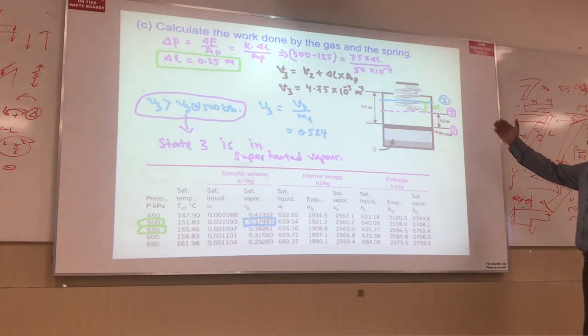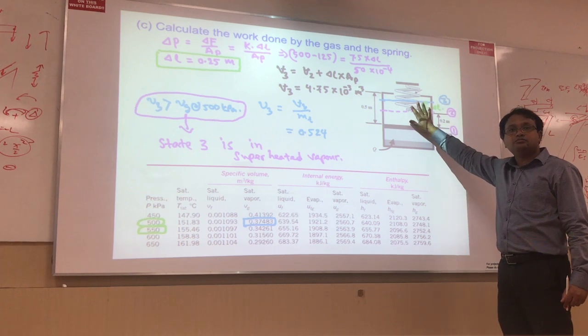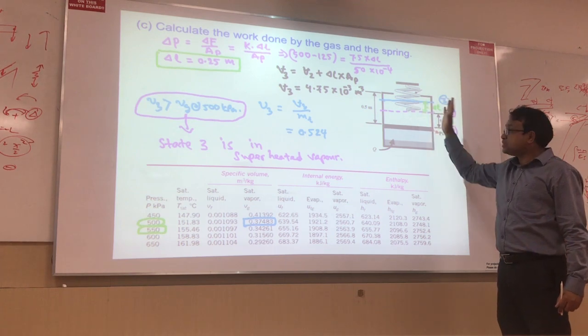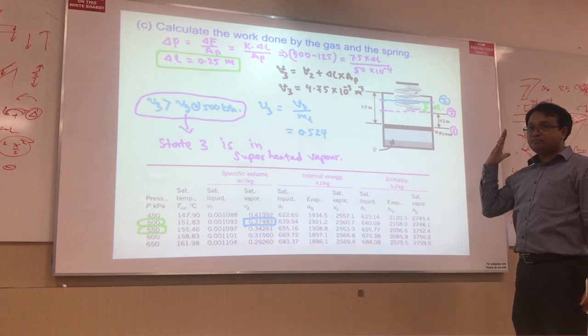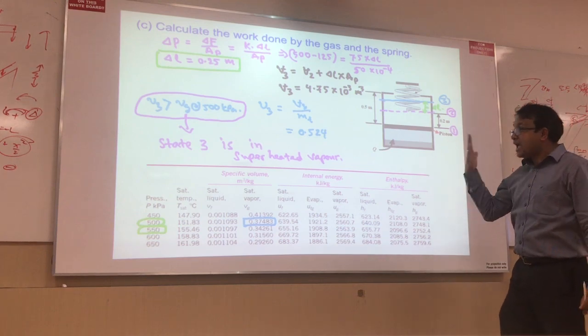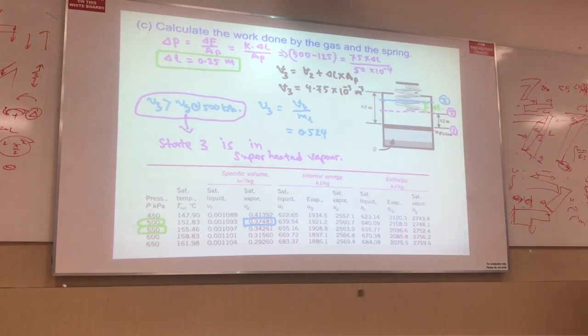So you can calculate T3 and U3 from the superheated table. No problem. What is the superheated table? I have to look for 500 kilopascal and this number. Okay, remember the specific volume now is 0.53524 meter cube per kilo. Okay? So now I am going to the next slide.